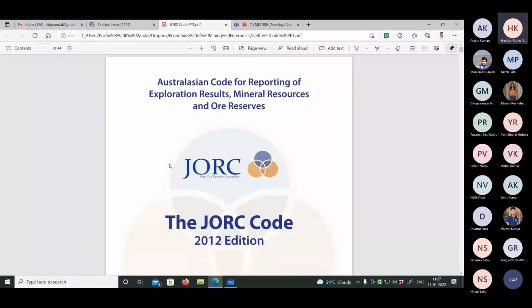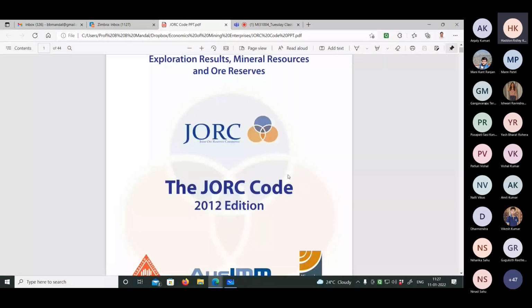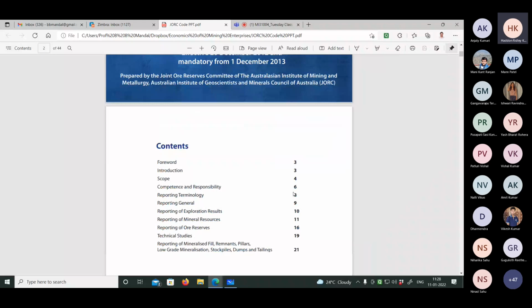That's why the JORC code, or Joint Ore Reserves Committee, has given a code. In the true sense, the JORC code is not a code like UNFC. They don't have a separate classification system. But this is a code for the purpose of public reporting. In short, it is a code of conduct: how do you behave when you report? How do you feel yourself accountable when you publish a report for public utility and for the purpose of investment? Is it clear? Do you understand what I'm telling?